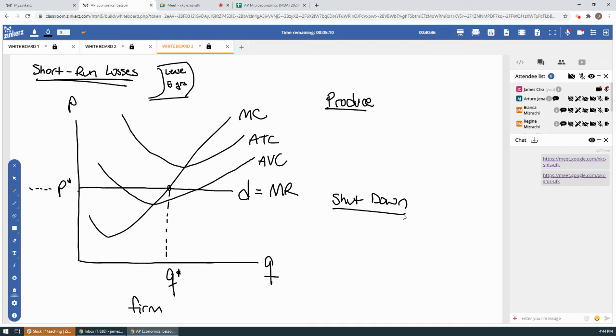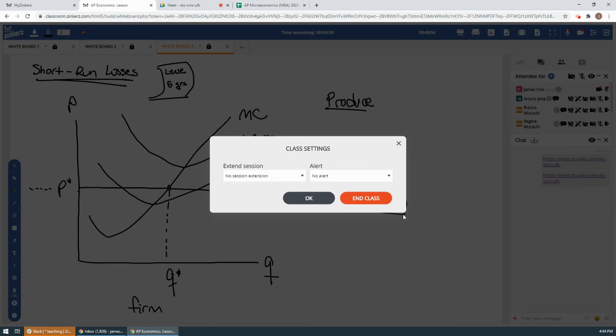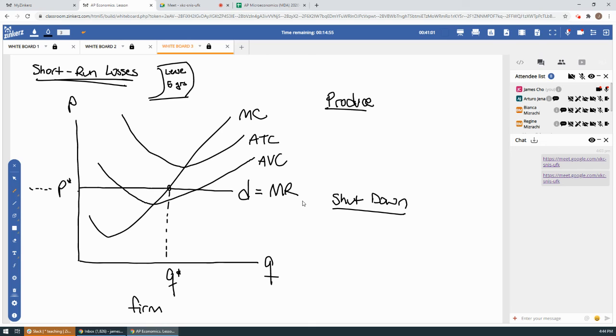Now, careful, shutting down is not the same as leaving the industry. Shutting down just means temporarily, okay? You turn off all the lights, you shut down all of your machines, you send all of your workers home. You don't produce anything whatsoever. But you still have to pay the lease. Perfect. So let's go through this.